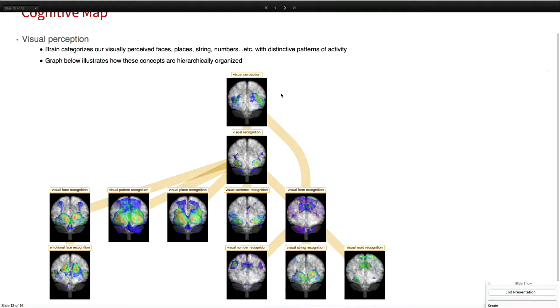So finally, this graphic combines the hierarchical organization of the cognitive concept with brain activities. This top is the visual perception, and we are looking at child concepts. It's interesting to see how our brain categorizes visually perceived place, pattern, or number string, with all distinctive patterns of activities.